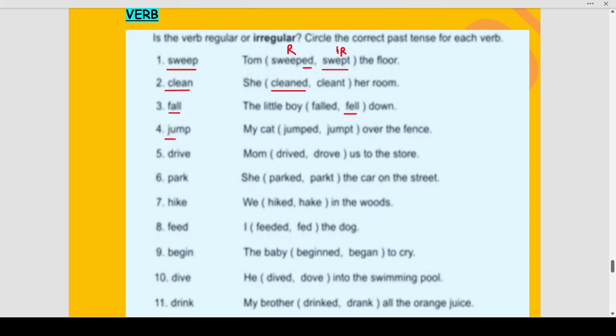Now jump is the main verb given here. My cat jumped over the fence or jumped over the fence. My cat jumped over the fence. This is the regular form of the verb. Drive is the main verb which is given. Mom drove us to the store or drove us to the store. Mom drove us to the store. Drive takes the irregular form of the past tense.